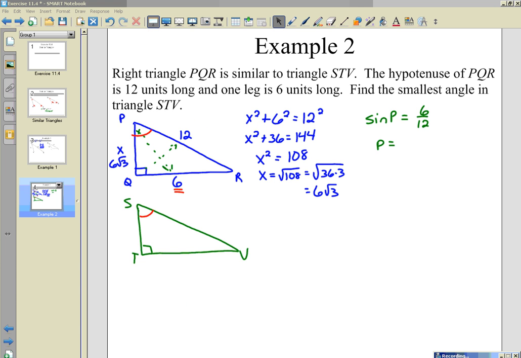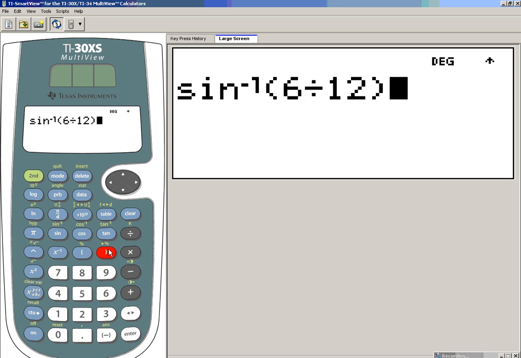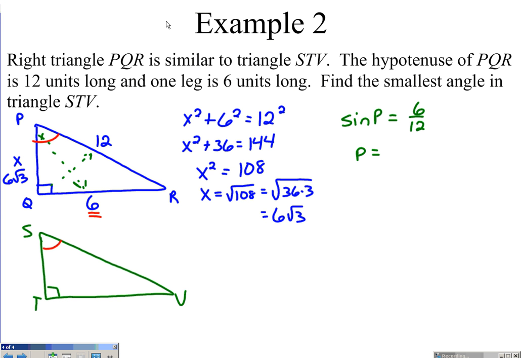So now going to our calculator, I want to hit second function, the sine key, and I'm taking the inverse sine of 6 divided by 12. It equals, and there is our degree measure, 30 degrees. So that means we know that angle P is equal to 30 degrees. More than that, what we were asked for is to find the smallest angle in STV, so we know that angle S also has to be 30 degrees.